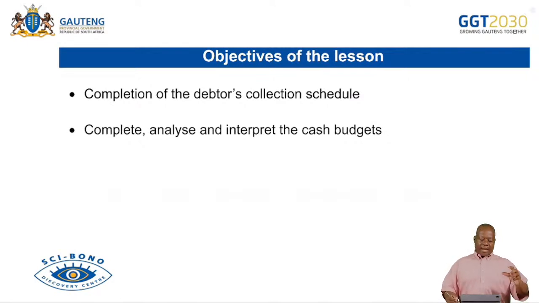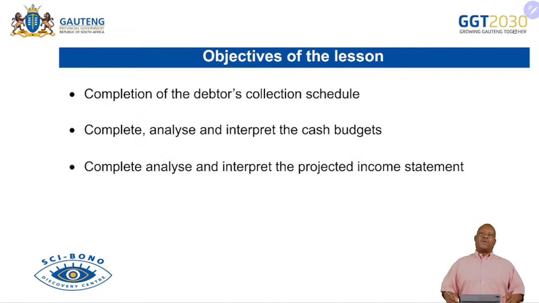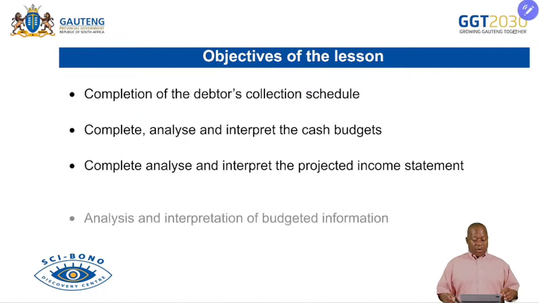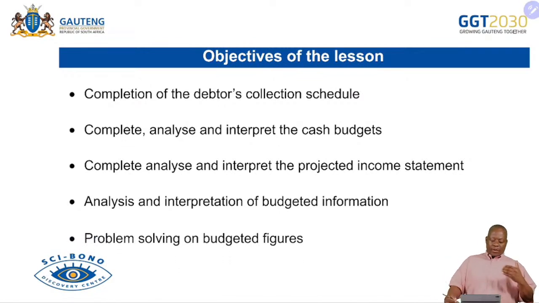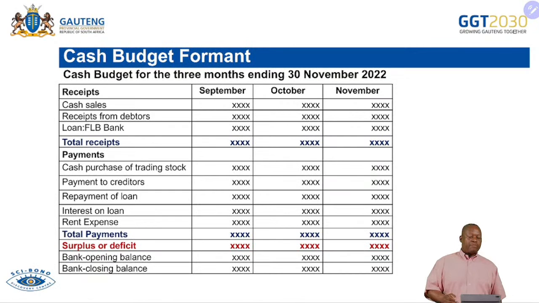We are going to bring in something a little bit new: the completion, analysis and interpretation of a projected income statement, part of the budgeting process. And then we are going to look into questions that do a little bit of analysis and interpretation of budgeted information. Problem solving on budgeted figures is also going to be part of what we are going to look into today. Now, let's bring back the format of the cash budget as we did last week.